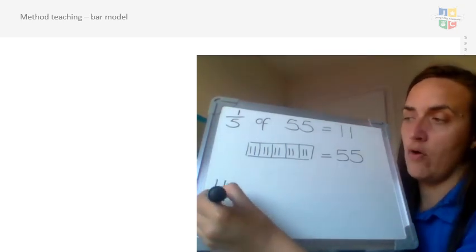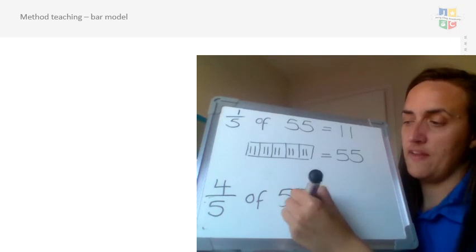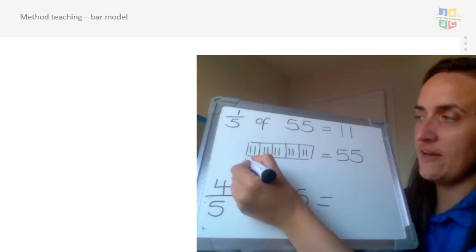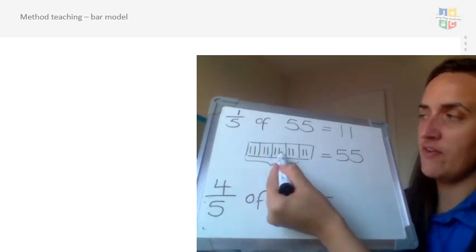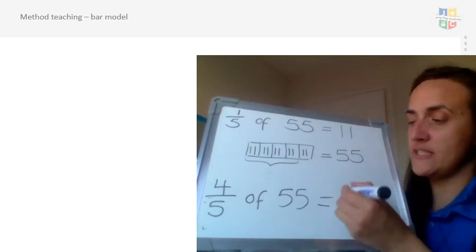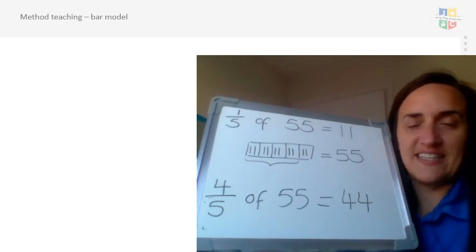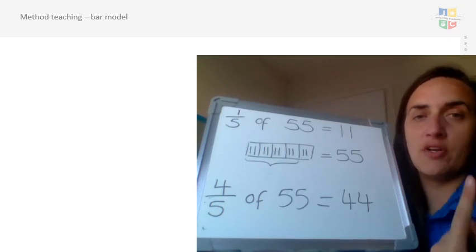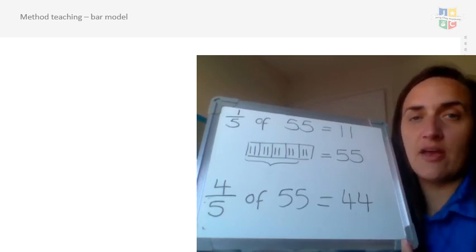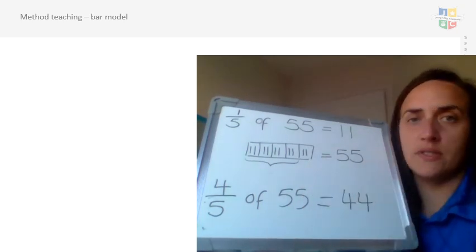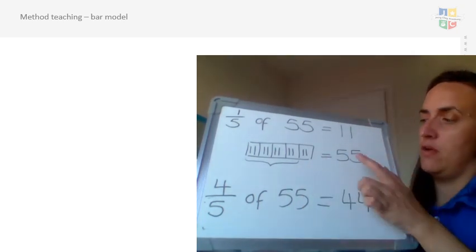So what will 4/5 of 55 be? Super. We need 4 of these boxes now, which is the same as 11 add 11 add 11 add 11. That's going to give me, you got it, 44. Excellent. That's how we use the bar model to help us to find a fraction of an amount. Remember, your denominator tells you how many parts to split your bar model into, and then you need to check that each of the parts adds up to the amount that you are finding the fraction of, the total amount.